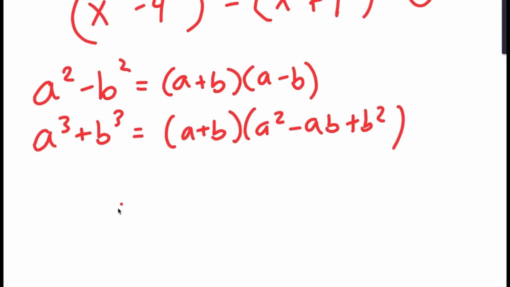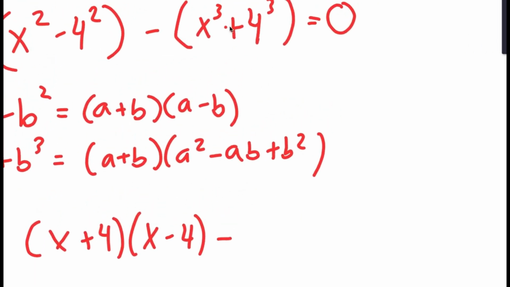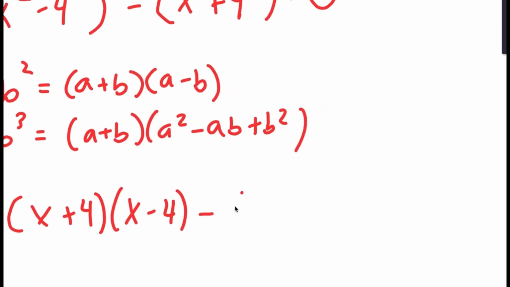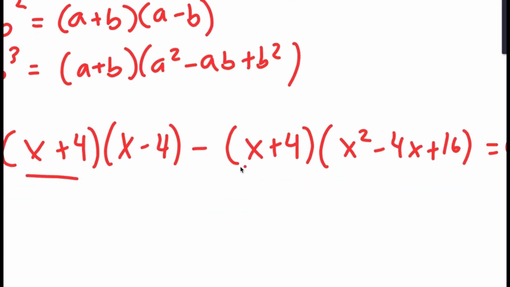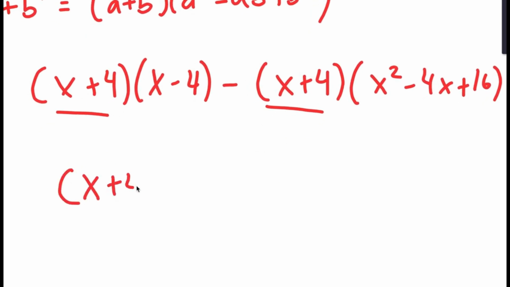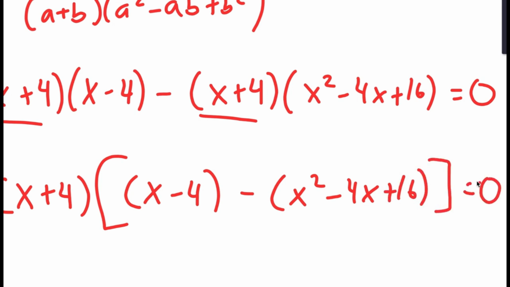So for x squared minus 4 squared, it's going to turn into x plus 4 times x minus 4. And x to the power of 3 plus 4 to the power of 3 is going to turn into x plus 4 times x squared minus 4x plus 16. Now, because both of these terms have x plus 4 in them, I can factor out x plus 4. So I get x plus 4 times x minus 4 minus x squared minus 4x plus 16 is equal to 0.